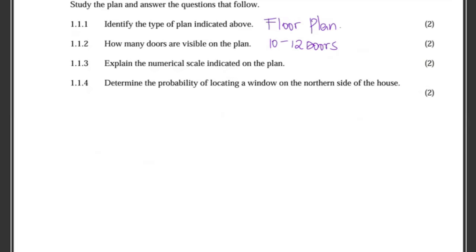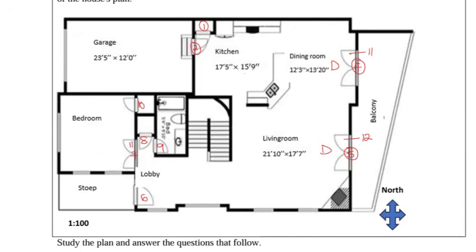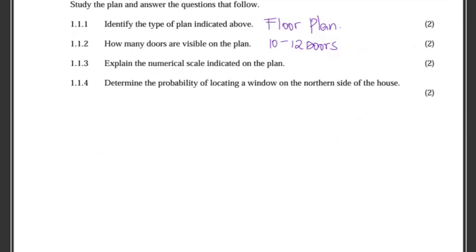Okay. Explain the numerical scale. Let's go and see. The numerical scale is this one here that we see. So the numerical scale, we shall say 1 unit on paper equals to 100 units in real life. It equals to 100 units in real life.